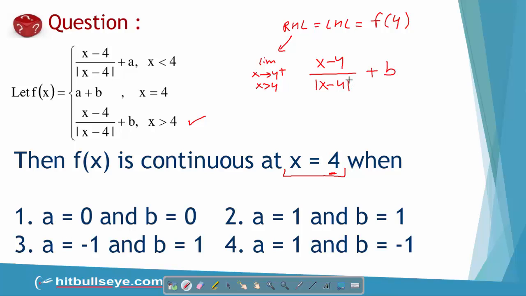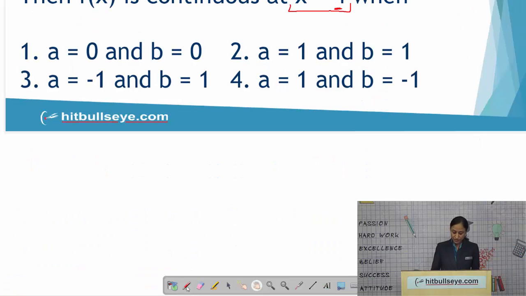Now since x is greater than 4, I can skip this mod because x minus 4 will be a positive number, giving me just x minus 4 upon x minus 4 here, which is 1 plus b. So this is the value of the right hand limit. Let's take on the left hand limit now.